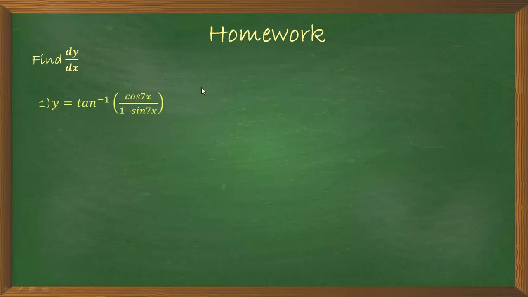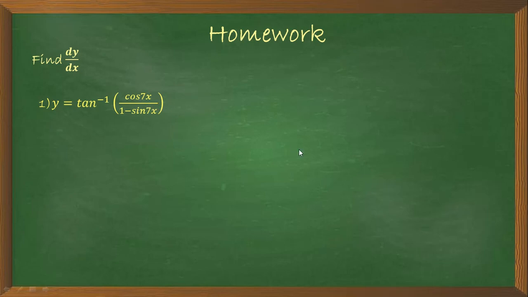Now there is homework for you. Try to solve this. Find dy by dx, if y is equal to tan inverse of cos 7x upon 1 minus sin 7x. See, we have completed that for cos x upon 1 minus sin x. If there is cos x upon 1 minus sin x, then our last answer, the derivative, is 1 by 2. Now what will be the answer in this case? After the same technique, if you solve that, then you will get the answer 7 by 2.